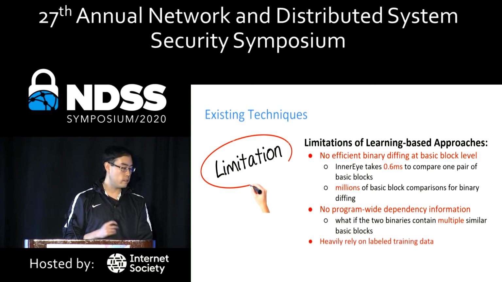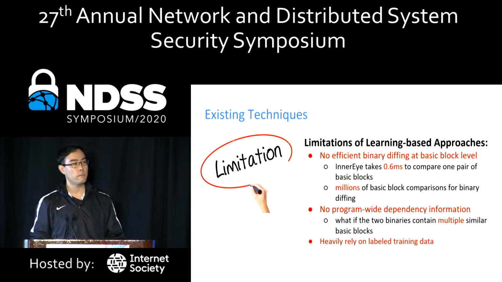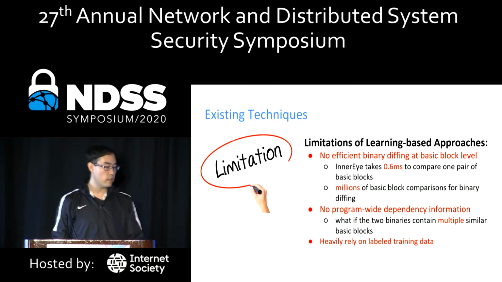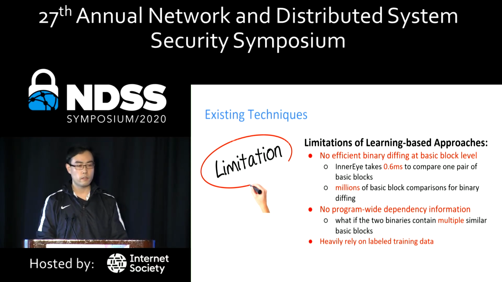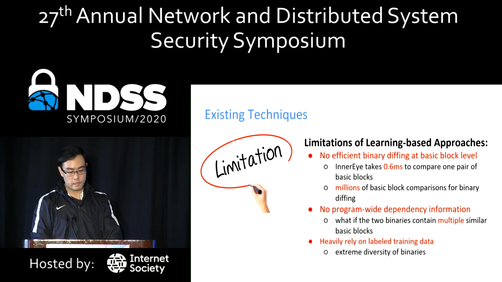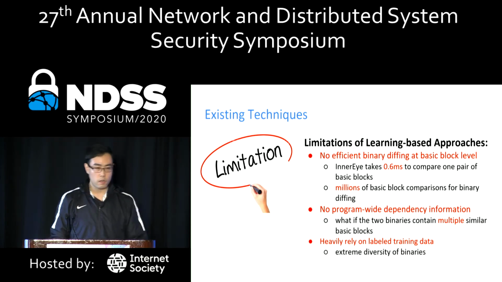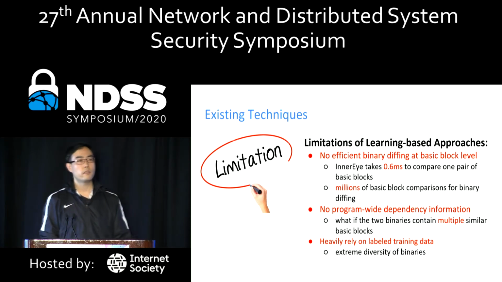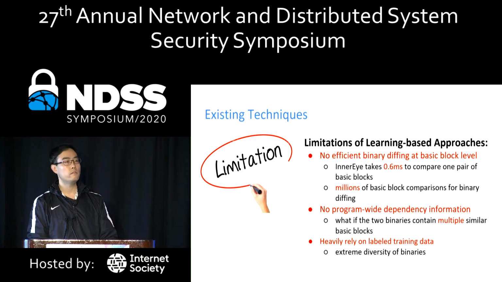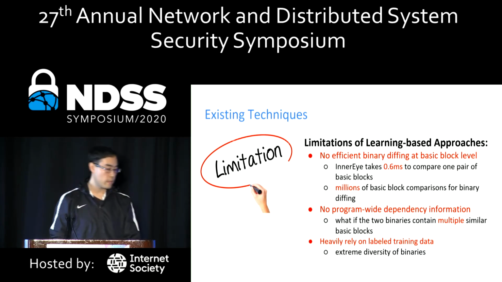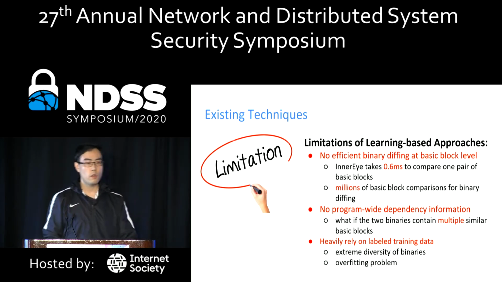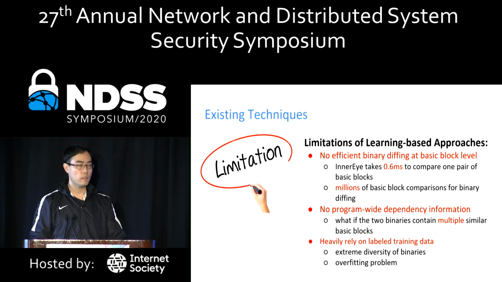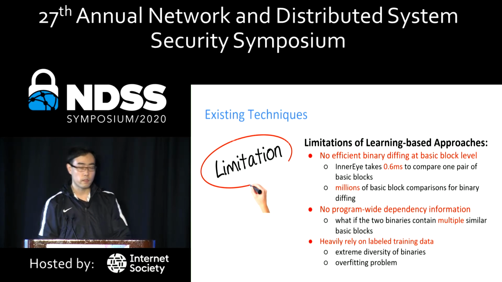And the third one is that most of the existing learning-based approaches heavily rely on labeled training data. They're supervised learning. The issues with supervised learning are, first of all, by nature, binaries are extremely diversified. It's hard to get balanced, representative training data so that the model works well for all scenarios. And second, there's a potential overfitting problem. So we would like to solve the binary diffing problem with an unsupervised learning approach.